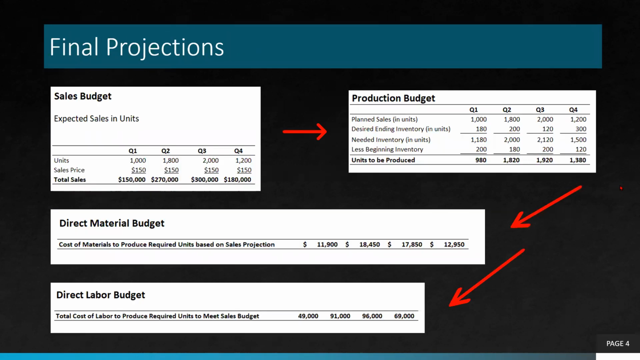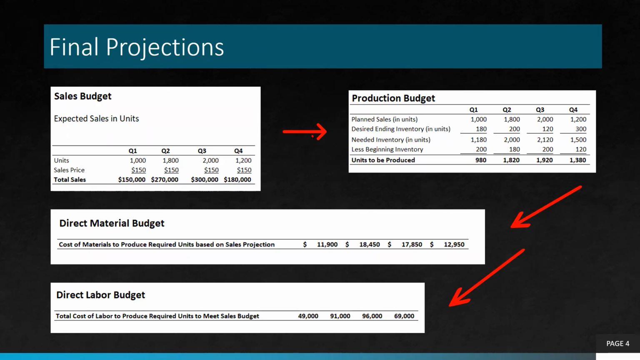So here's a screenshot of all of the budgets that we've prepared to show how everything fits together. In the first screenshot here, you see the sales budget. And if you recall, we started out with these number of units when we were selling our widgets for $150 a piece, which gave us the number of sales that we wanted to end up in the year.